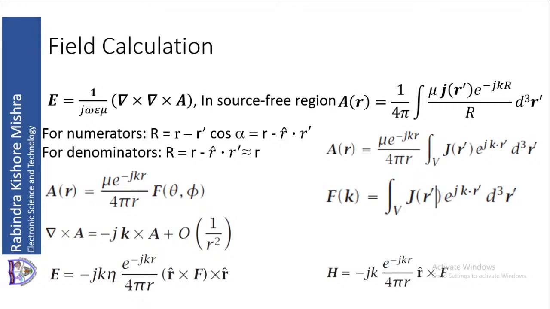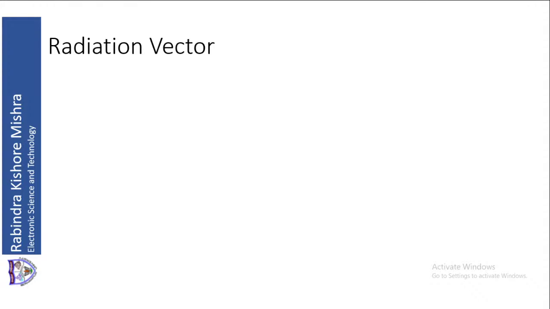All these we have already seen when we started the antenna field distribution. We are going to use them. So let us start with the radiation vector F. In this case, F is equal to integration from minus h to h of I sin k (L by 2 minus absolute z dash) exponential j k z dash cos theta dz.